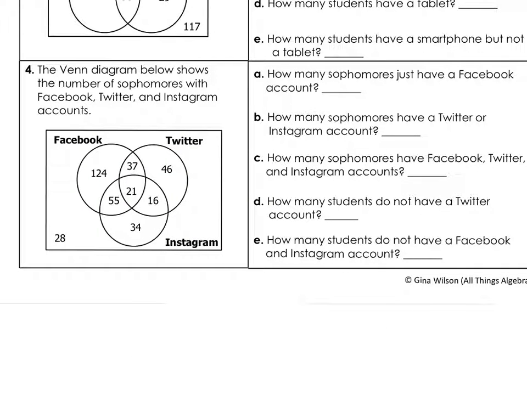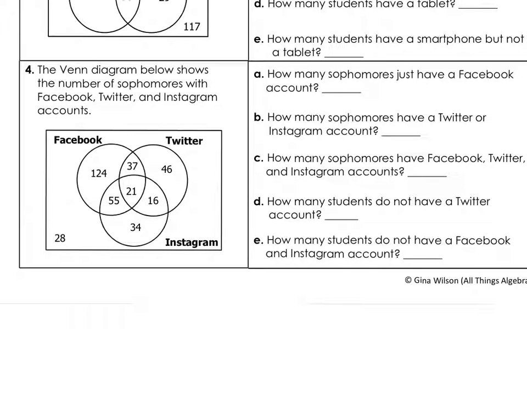All right, let's look at a more complicated Venn diagram. Now we have 3 different relationships that we're looking at. So we have the number of sophomores that have Facebook, that have Twitter, that have Instagram, or a combination of those 3. And then we have 28 sophomores down here that don't have any one of those.